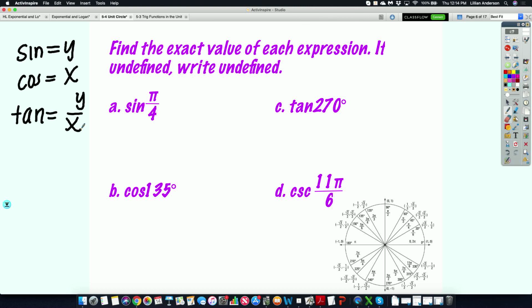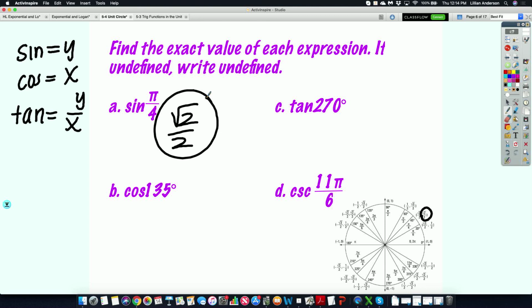So when it says to find the exact value of sine pi over 4, that means you're looking for the y coordinate at pi over 4 on your unit circle. So if you use your unit circle or know your unit circle, you go to the ordered pair at pi over 4 and you say, what's the y coordinate? You look at it and you see that that value is, and that's your answer. That is the exact value. If you try to type that into your calculator, you're going to get the decimal approximation, and that's not the exact value. That is the exact value. Okay?